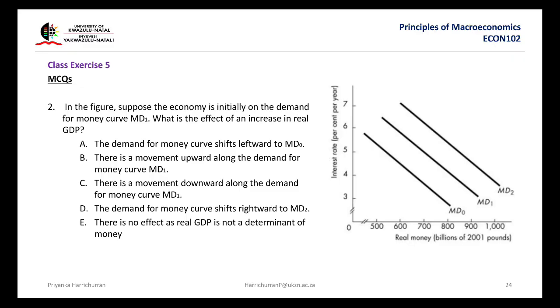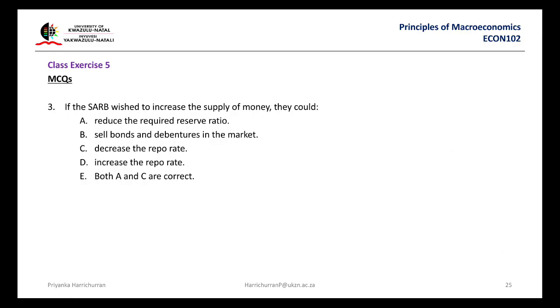Suppose the economy is initially on demand D1. What is the effect of an increase in real GDP? Everything is increasing. More goods are being produced and people want to buy more, so obviously the demand for money increases. People want more money in their pockets. So it will be this graph, MD2. The demand for money itself will shift to MD2. If SARB wished to increase the supply of money, they could.